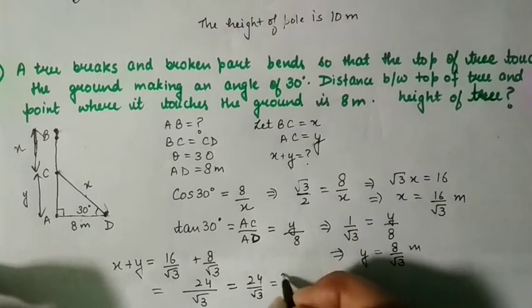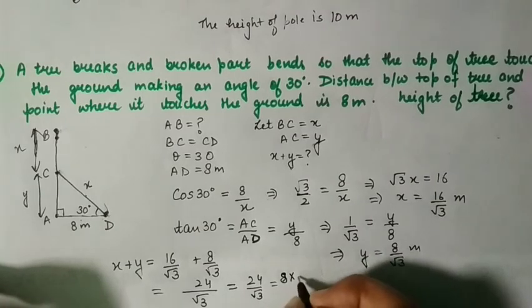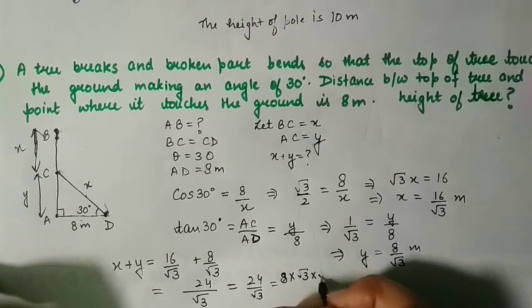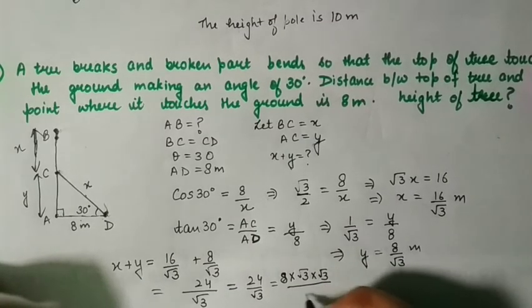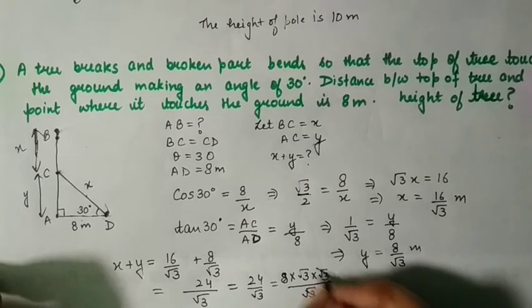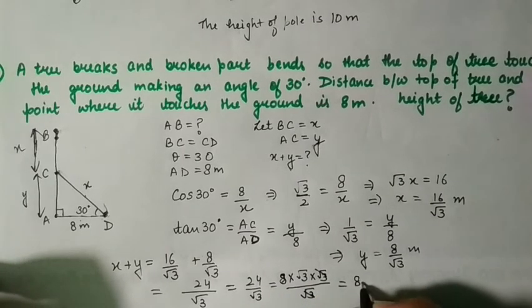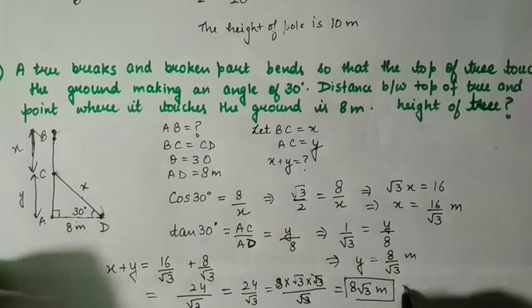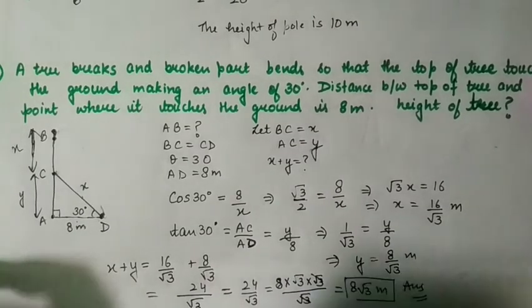You can write 24 as 8 into 3, and 3 can be written as root 3 into root 3, divided by root 3. So root 3 will cancel out and you are left with 8 root 3 meters. That is the required height of the tree. So this is your answer.